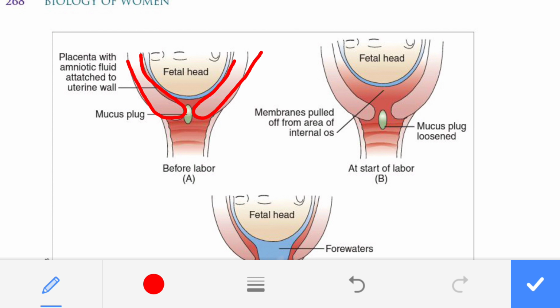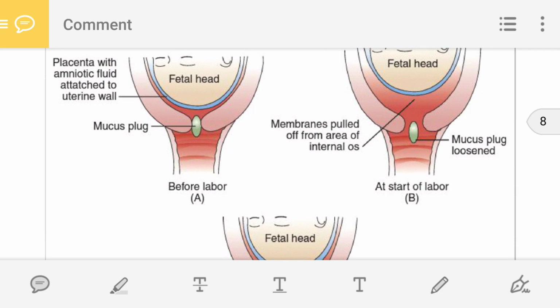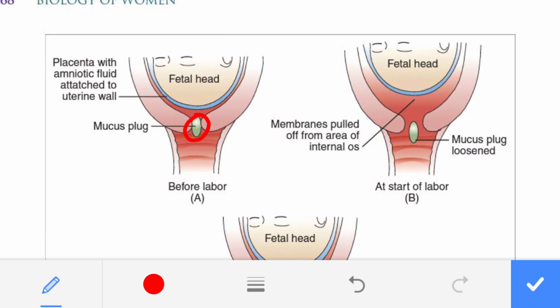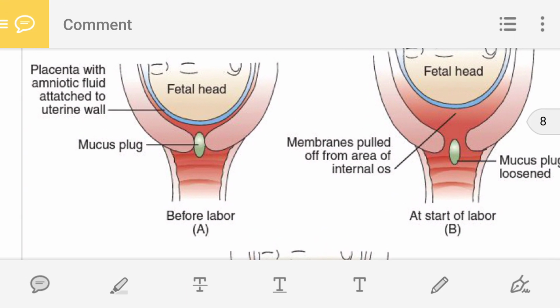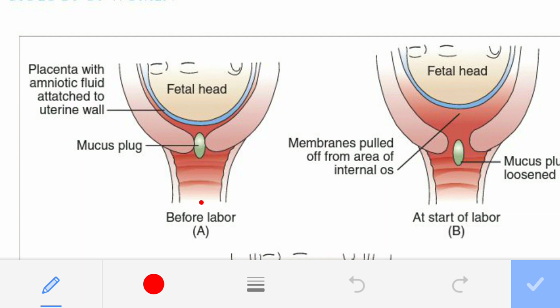Now we have already studied the structure of the cervix, and in the cervix there are cervical glands, and these cervical glands are secreting the mucus. Here you can see this is the mucus. So this mucus is making the mucus plug. What this mucus plug is doing is closing the passage. Now, passage for what?